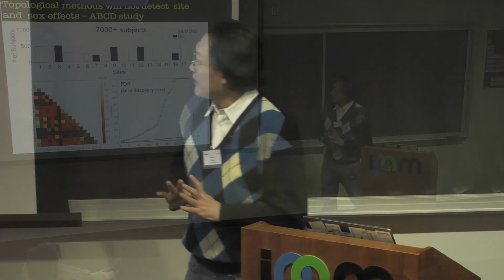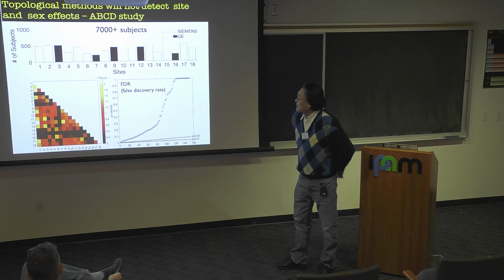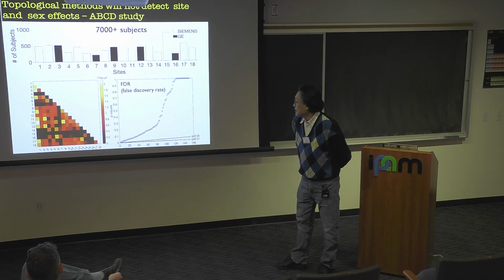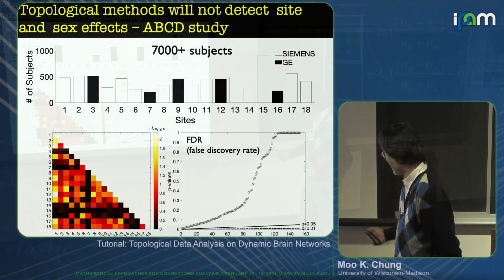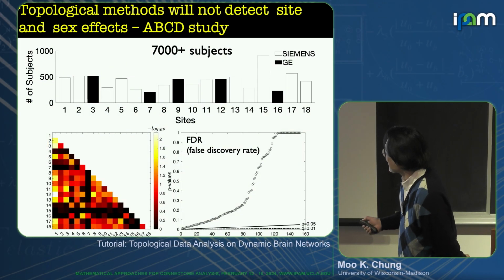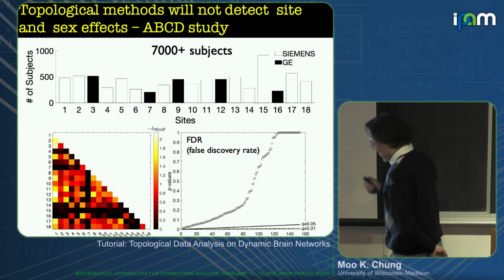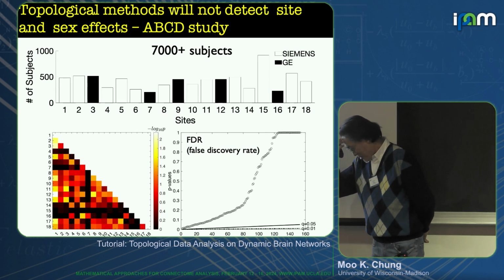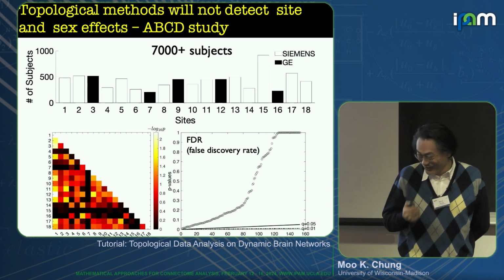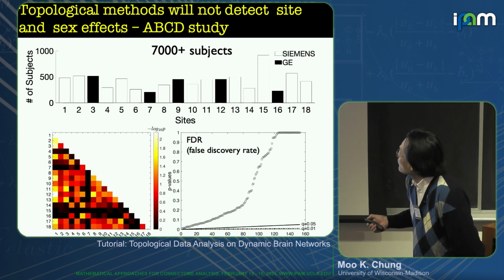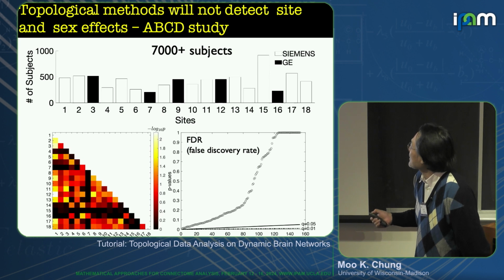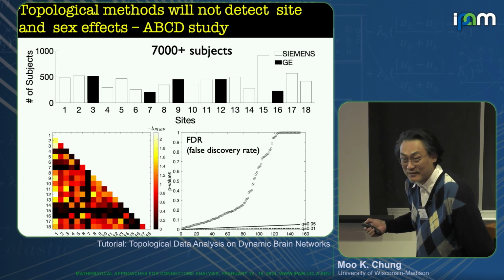Now, our method will not detect any site effect or sex effect, basically. It's a topological method. When we said this in a paper for the journal NeuroImage, a lot of reviewers complained, and even my co-author complained. What's the point of developing a method that cannot detect the sex effect?